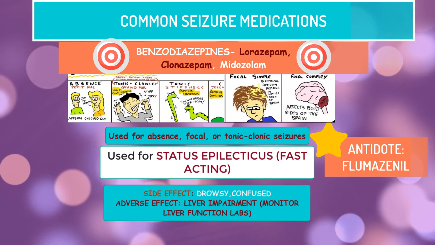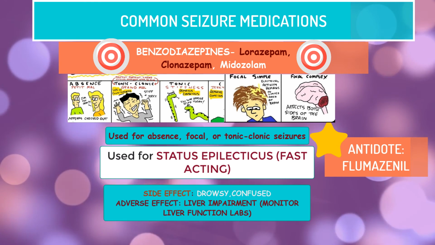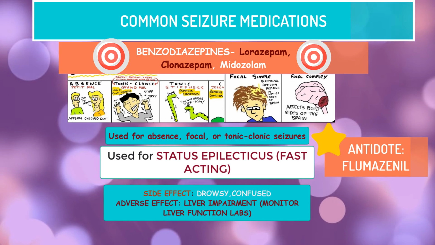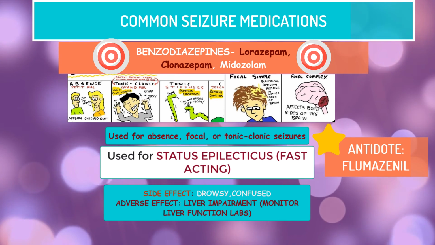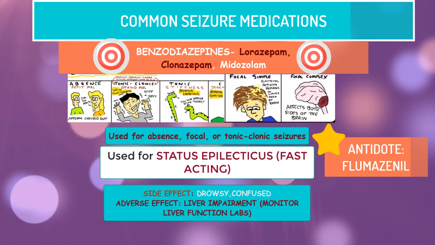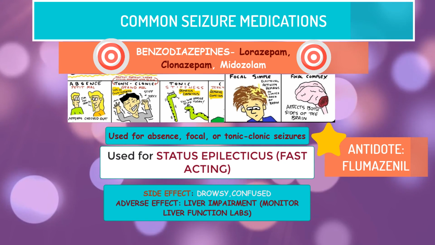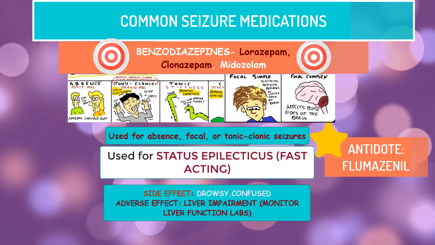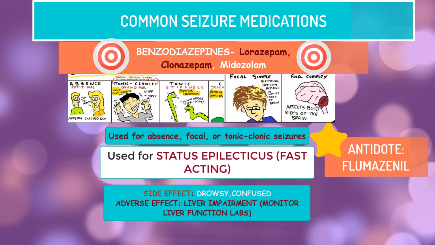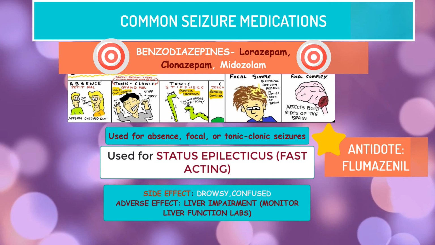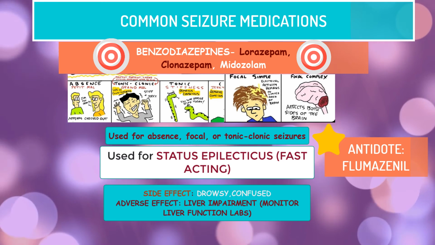Benzodiazepines are used for status epilepticus. Remember, that's when the seizure lasts more than 5 minutes, because it is fast acting. Some side effects of the benzos are that the patient is going to feel drowsy or confused, and an adverse effect can be liver impairment. So it's very important that you as a nurse are checking your patient's liver function labs. Also make sure to have the antidote flumazenil on hand in case the patient receives too much benzodiazepines, as this is the reversal agent for the medication.